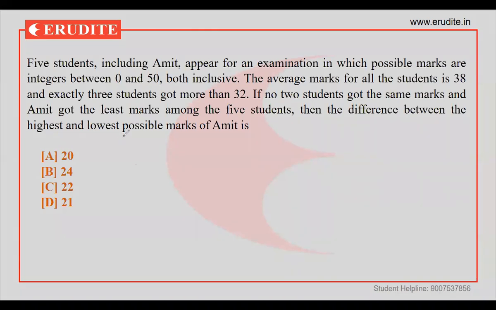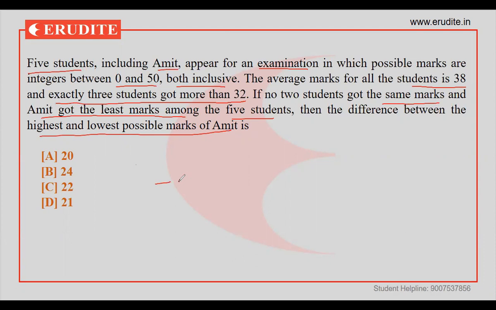Hello everyone. So we are going to discuss this question. This question came in CAT 2022 slot 2. So they are saying that there are 5 students including Amit appearing for an examination in which the possible marks are integral values from 0 to 50, both inclusive. The average marks of all the 5 students is 38 and exactly 3 students got more marks than 32. If no 2 students got the same marks and Amit got the least marks among the 5 students, then find the difference between the highest and the lowest possible marks of Amit.